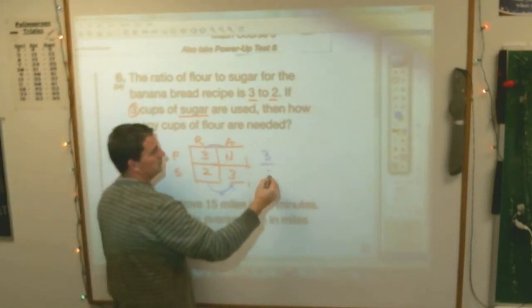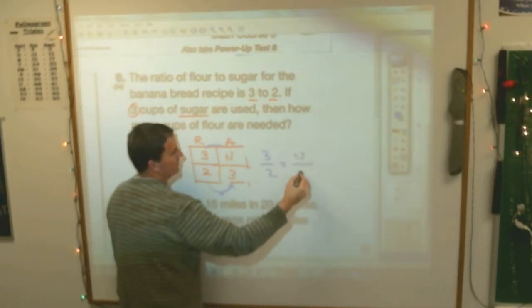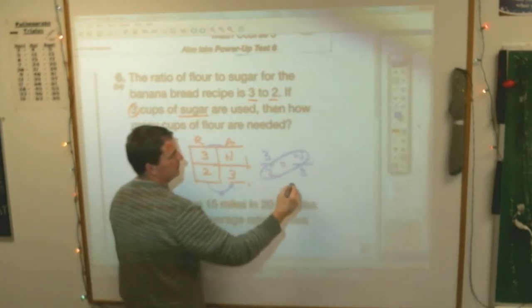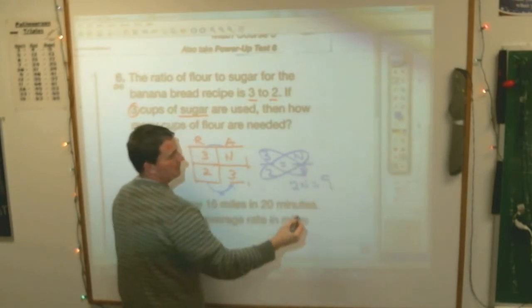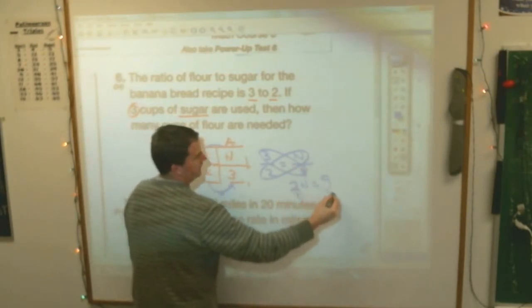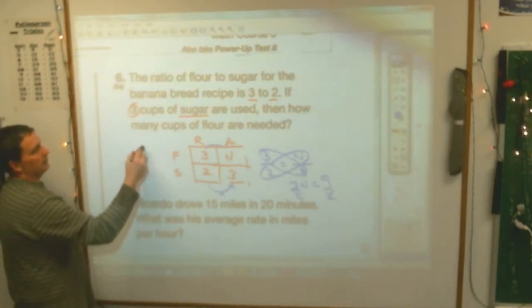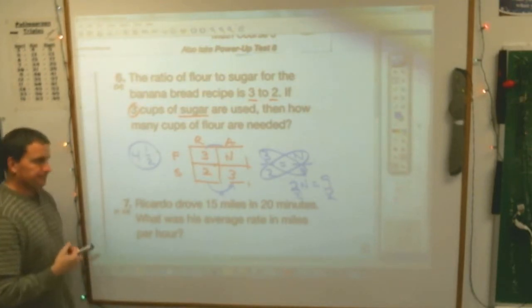You're actually forced to do it out using what? Cross products. In other words, 2 times what number equals 3 times 3? You just divide by 2, divide by 2. Your answer is 9/2, which is 4 and 1/2. Is that the answer I said? I would even accept 9/2, by the way, if you're wondering.